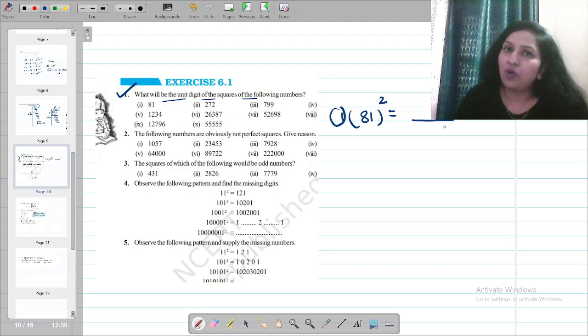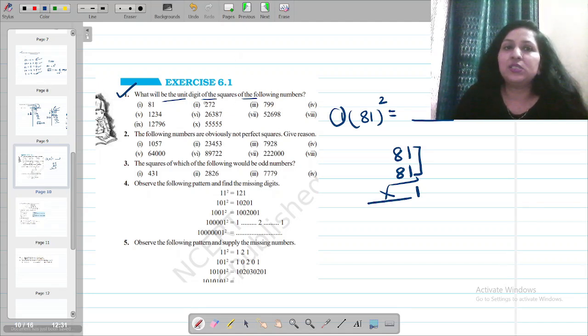I have already explained in the previous video, we need not find the complete number. What will we do? 81 into 81, just multiply these two. 1 into 1 is 1. Whatever the number is here hardly makes any difference because we are asked to find just the ones digit or the unit digit. So the answer is 1 here.